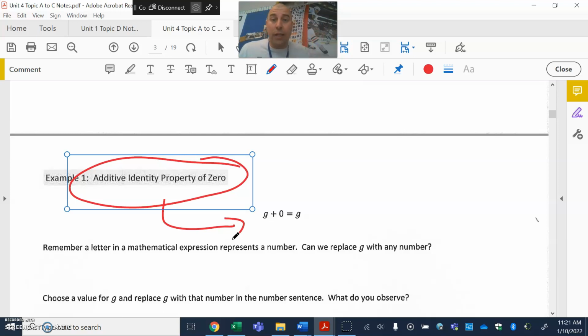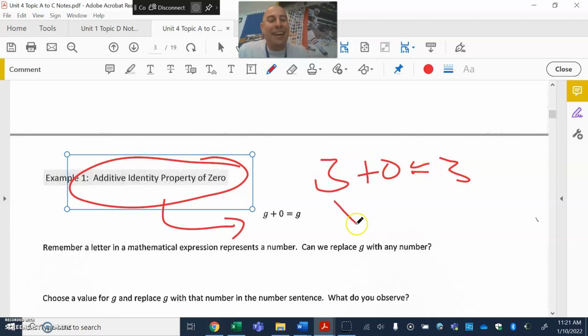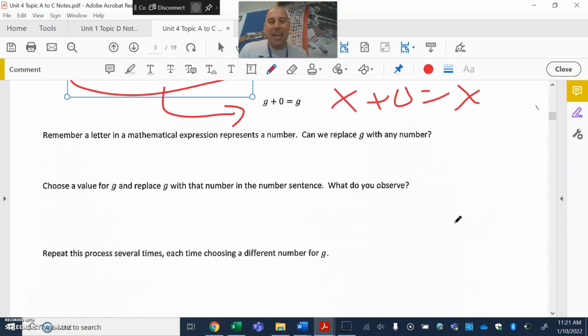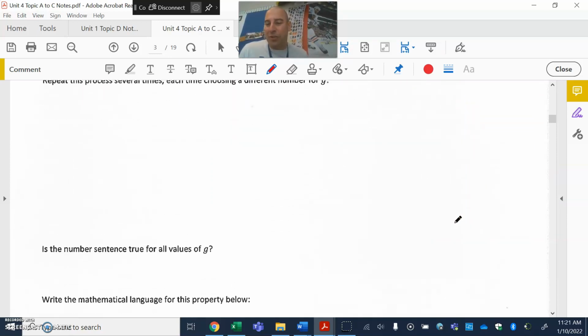So take the letter G. We don't know what G stands for, but if I add nothing onto it, it's still going to be the letter G. Just like if I took the number 3 and I added 0 onto it, it's still going to be 3. If I take the letter X and add a 0 onto it, it's still going to be X. I know, dramatic here. All right.